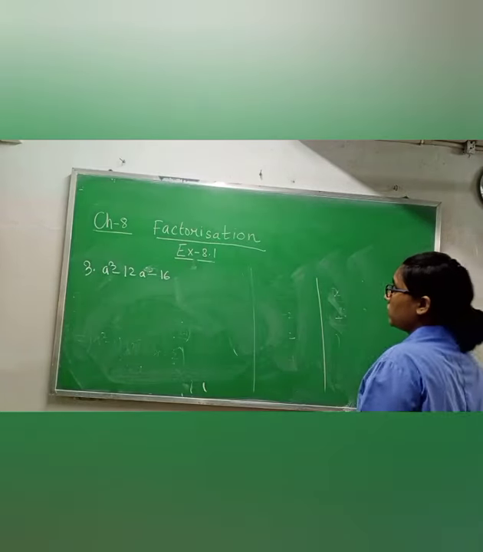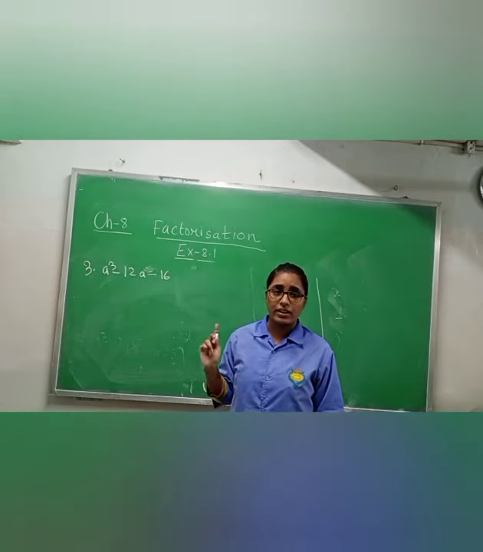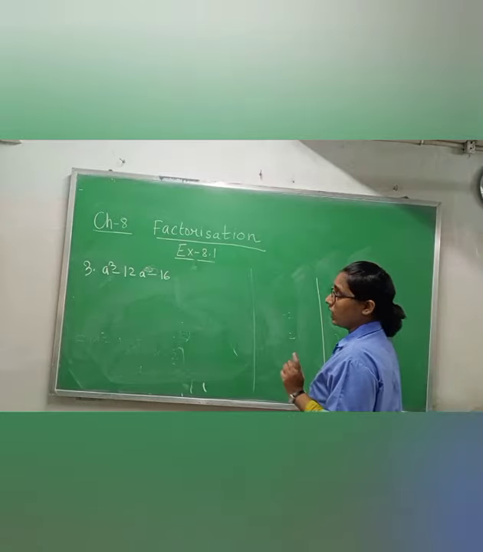Class 9, question number 3. It is given a cube minus 12a minus 16. You have to factorize this one. First of all, what is the first step? You have to let a value something.